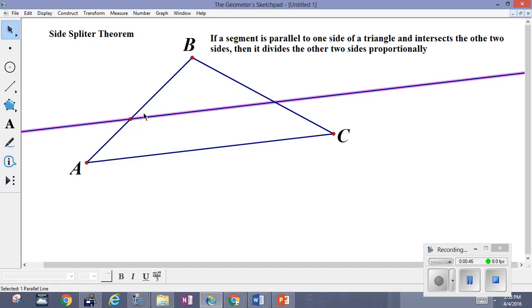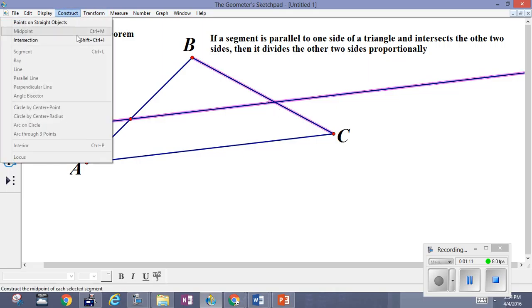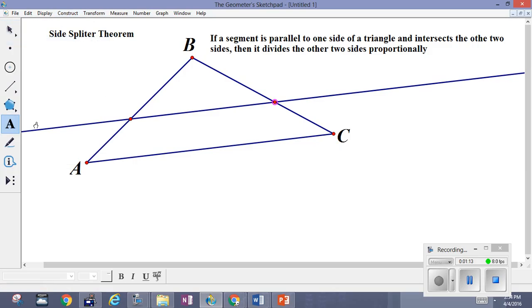I have the segment parallel to one of the sides, so this segment that I just constructed is parallel to side AC, and it's going to end up splitting these sides proportionally. So here's what we're going to see. Let's mark where these two intersect. We'll construct the intersection there. We're going to label these D and E.